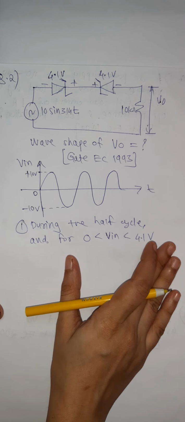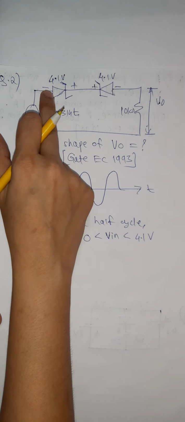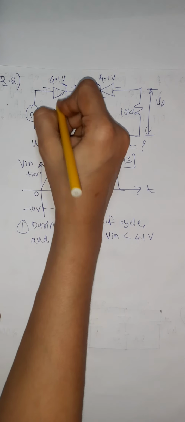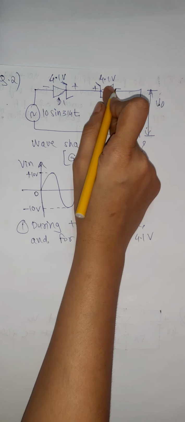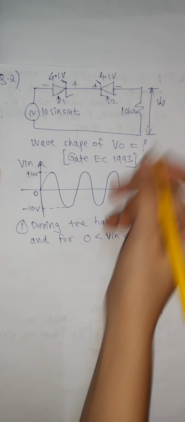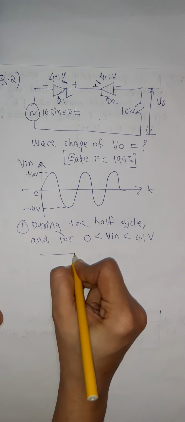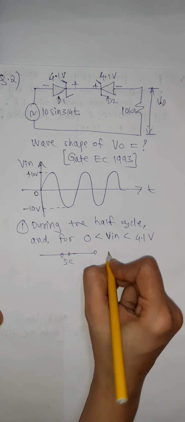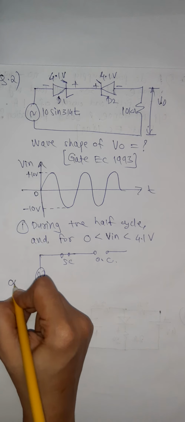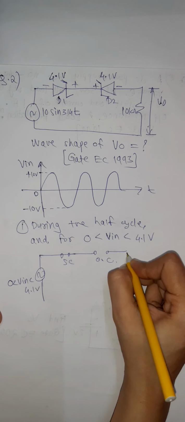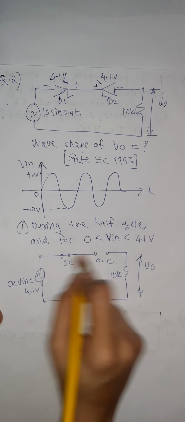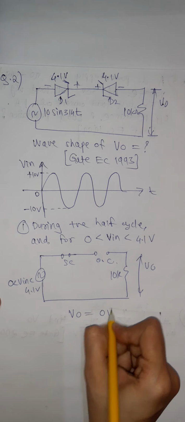Then at this point, if this voltage is 4.1 and the positive terminal also has voltage 4.1, then diode D1 gets shorted and this D2 gets reverse biased and open circuited. It will not work, so it acts as an open circuit. So our circuit will look like this: this is the short circuited diode D1 and the open circuited diode D2, and the rest of the circuit as it is, 0 less than V in less than 4.1 volt, and this 10K and V0 as it is. But as the circuit is a total open circuit, our V0 is equal to 0 volt, directly we can say.